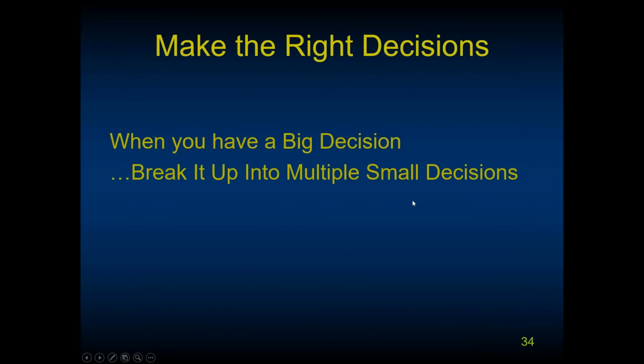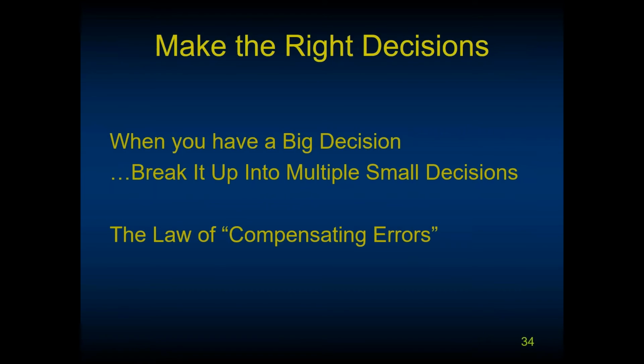Now, getting back to why these three indicators work together, I want to delve back into a little bit of decision theory. We all know when you have a big decision, you want to break it up into multiple small decisions because of the law of compensating errors, which states that if you make a lot of little decisions, odds are you'll get most of them right, and the small decisions that you make wrong won't really impact the result. That's why corroborating indicators, using several indicators together, tends to produce more accurate results.